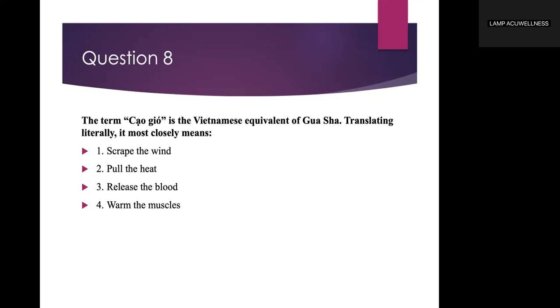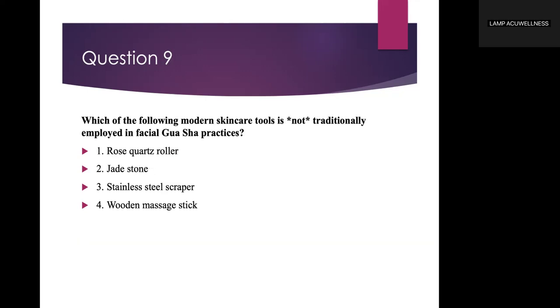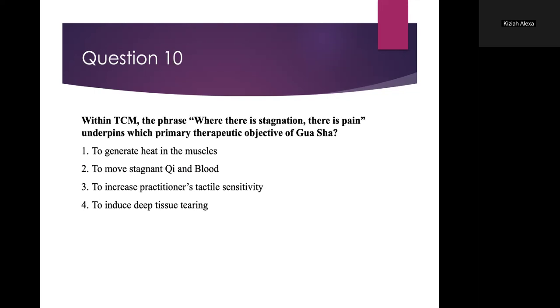The term Cao Gio is the Vietnamese equivalent of Gua Sha. Translating literally, it most closely means to scrape the wind. Which of the following modern skincare tools is not traditionally employed in facial gua sha practices? The wooden massage stick. Yeah, baka masira pa yun.